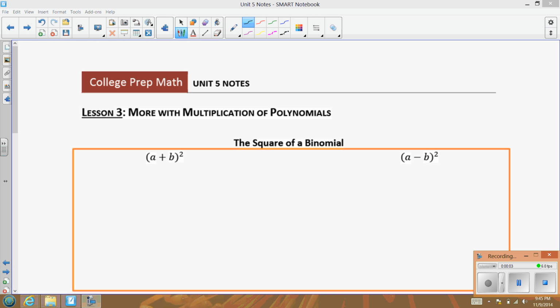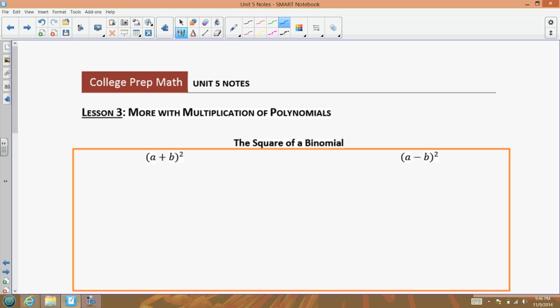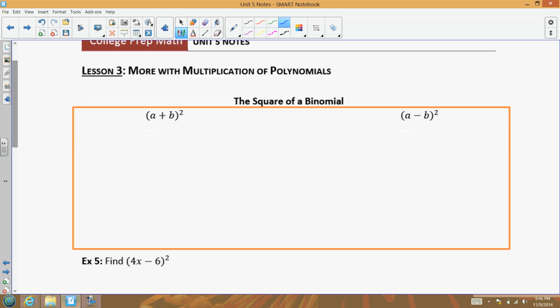Lesson 3 is going to focus on some special properties when we multiply polynomials. So the first thing we're going to look at here is when we square a binomial. There are two different cases. You would have, in this first one, a plus b. A and b can be any different numbers or variables, but basically when you have a plus between them versus when you have a minus between them.